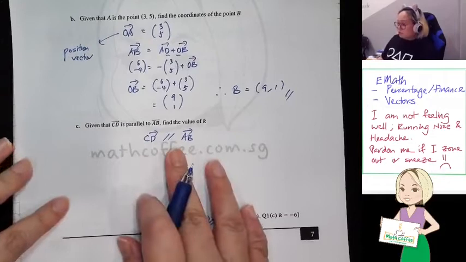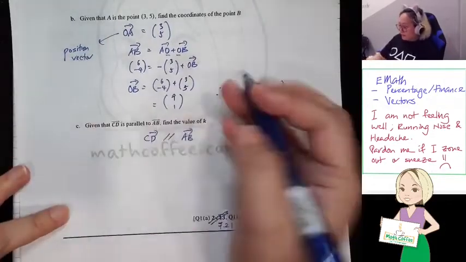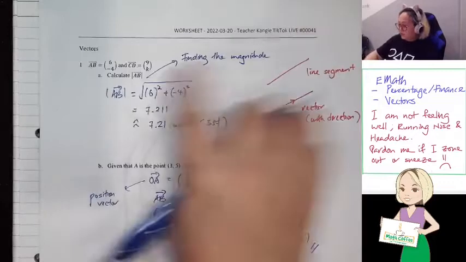Okay, so what you need to do is, let's find out what's my CD. My CD given to us is over here, 9K.